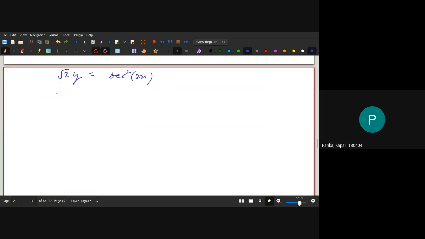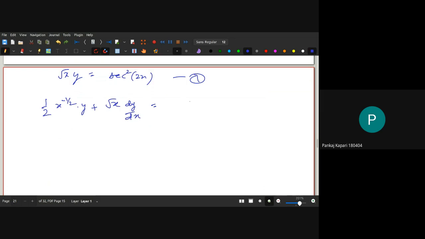Okay, so let's differentiate this equation both sides with respect to x. So apply the product rule here. Consider root x with respect to x, which will just give you half x to the power minus half into y, and plus root x into dy over dx.